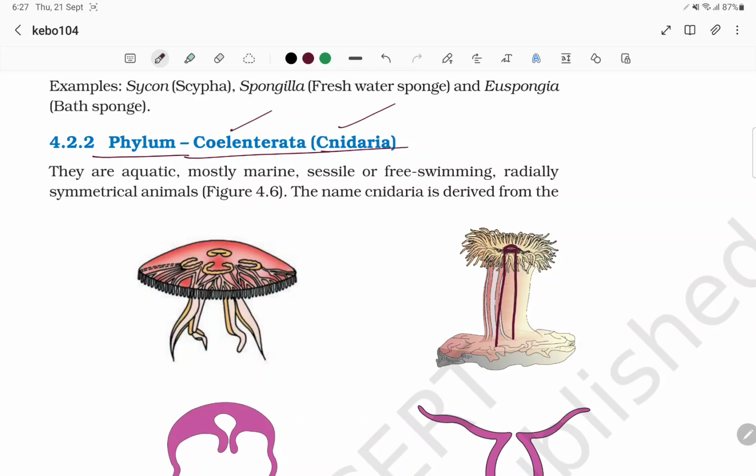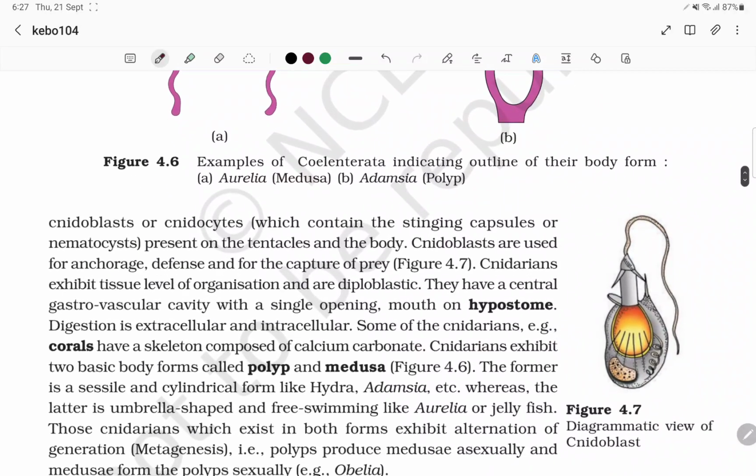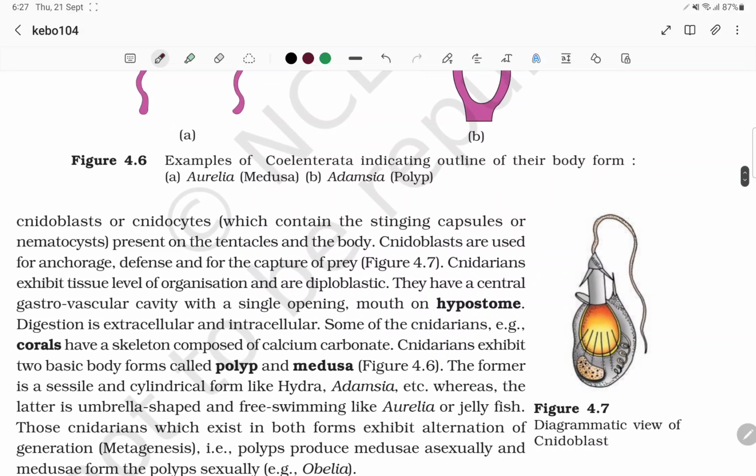gastrovascular cavity. And we call it Cnidaria because it consists of cnidoblasts, or we otherwise call them cnidocytes, on the tentacles.